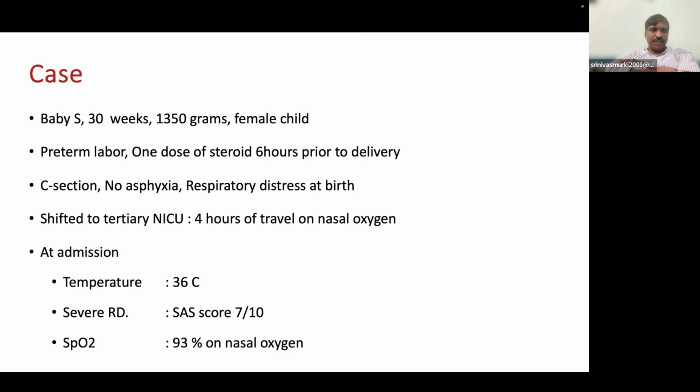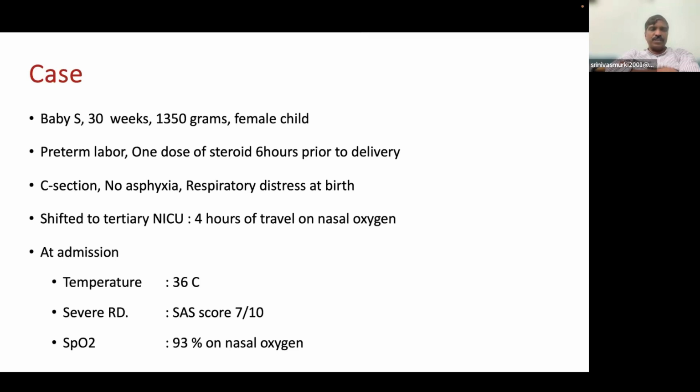So here we have a 30 weeks baby, 1.35 kg, girl child. The baby was born by preterm labor, received 1 dose of steroid 6 hours prior to delivery. So incomplete steroid coverage. The baby was born by C-section, no asphyxia. Baby started having respiratory distress at birth, and so was shifted to the NICU, which is almost 4 hours from the birthplace, and was shifted on nasal oxygen.